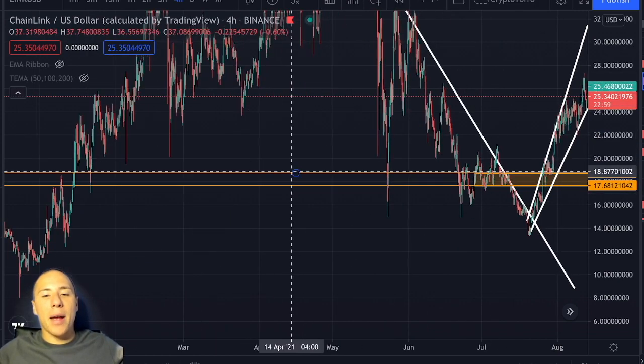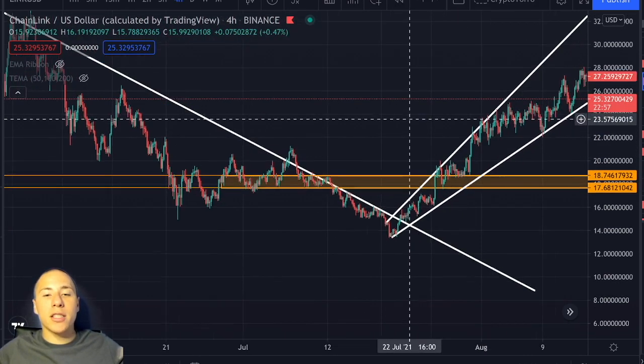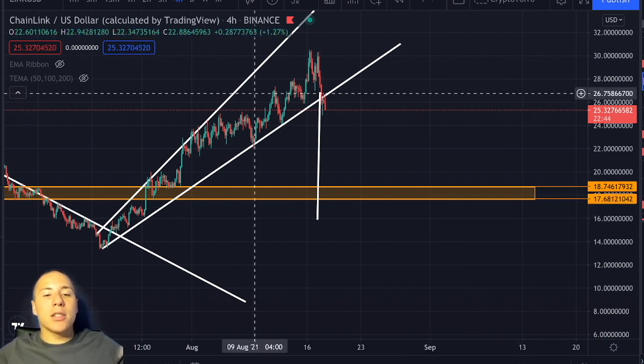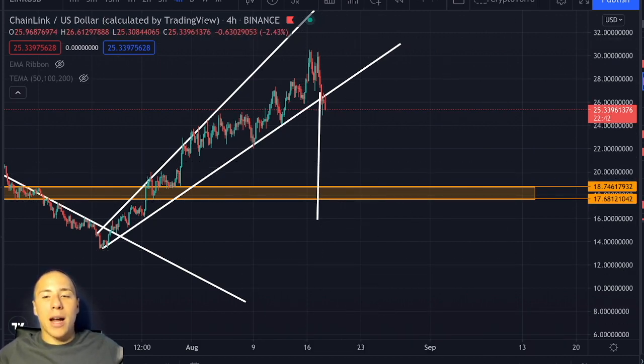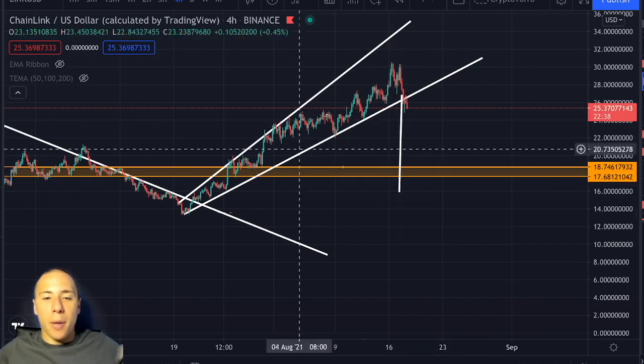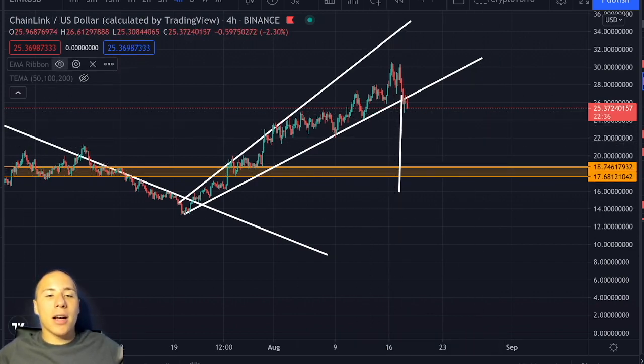So I think this is a major level you would like to take into consideration, and why I think this breakout will be heading all the way towards $17.70. So this is my opinion, of course, but I think that is something that will very likely occur during the next upcoming days. Also, let's take a look at the EMA ribbon.